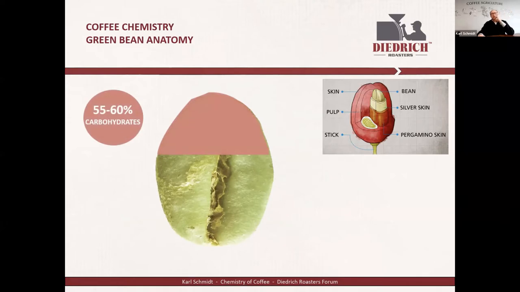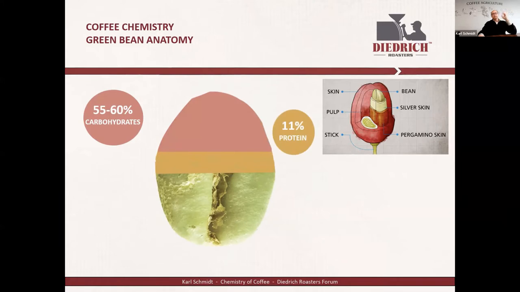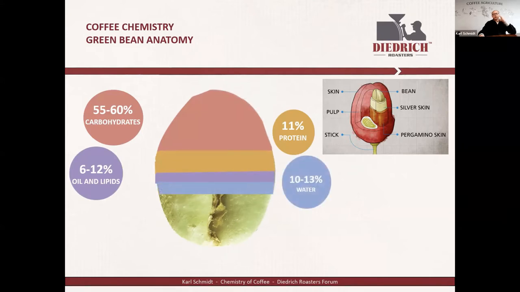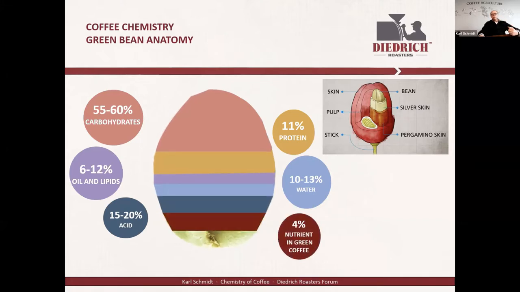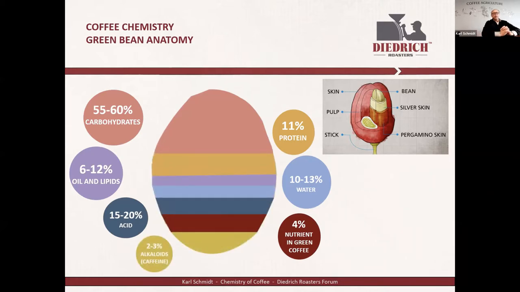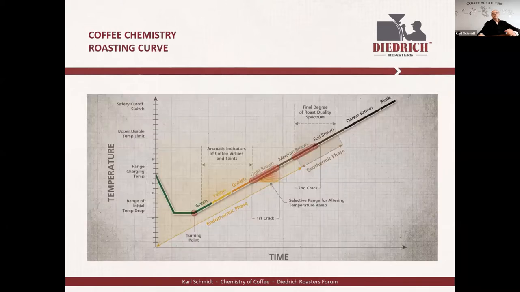But look at the constituents. 55 to 60% are carbohydrates. We're going to get to those. We have 11% protein. We have 6 to 12% oil and other lipids. Water, 10 to 13% free water that is available to us, and we'll get to its importance. 15 to 20% acids. And then the nutrients in the green coffee, all of which are very important, including, last but not least, the so-called alkaloids, of which one is very important and is basically the reason that we're drinking coffee: caffeine. Now, what does it all do in the roasting process?